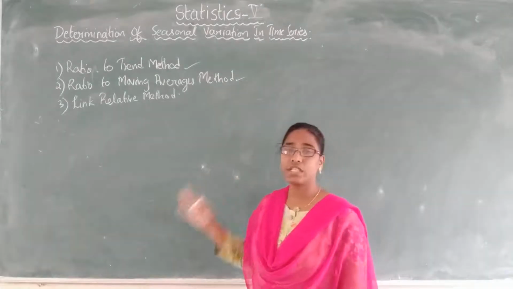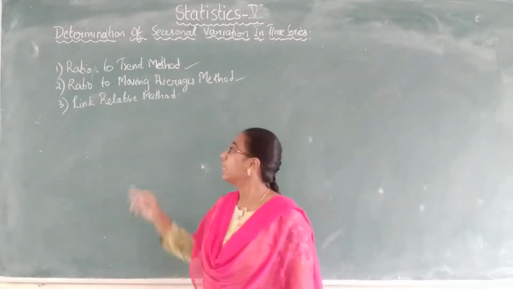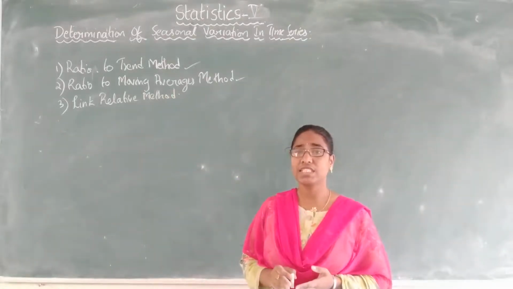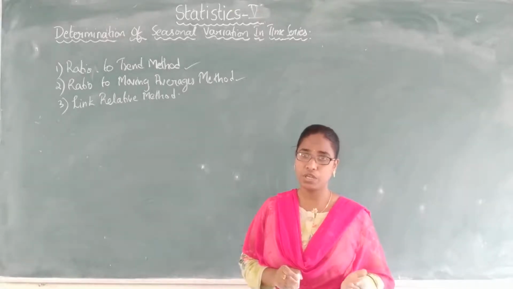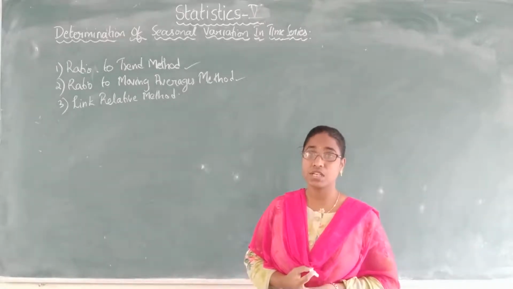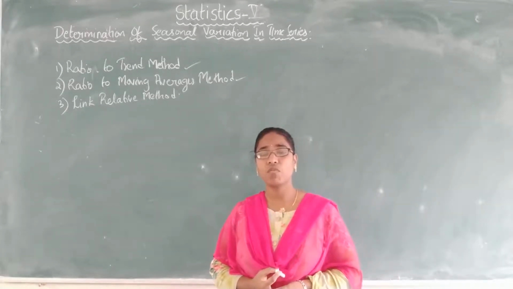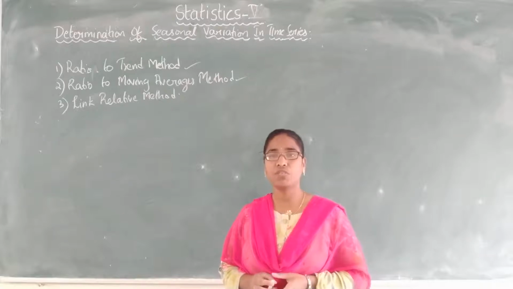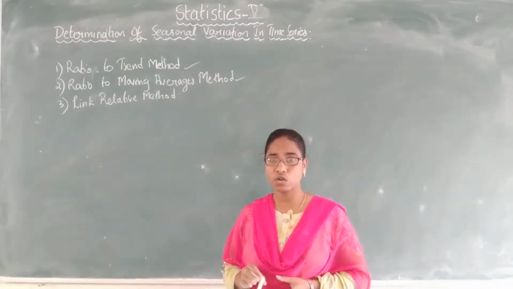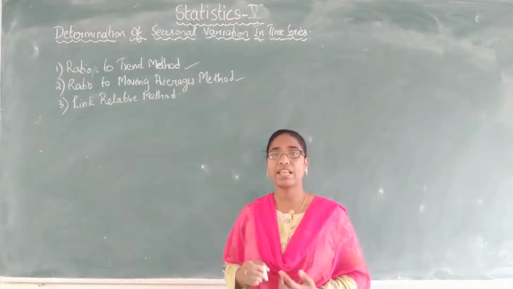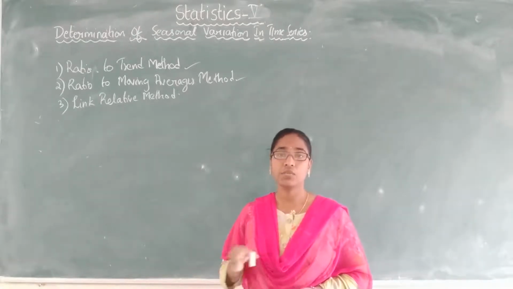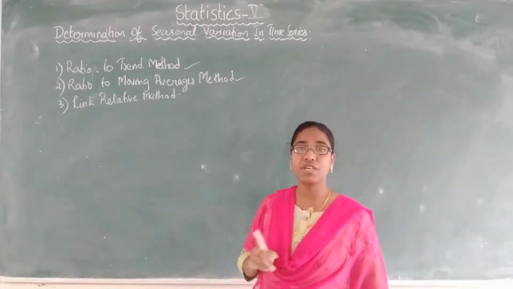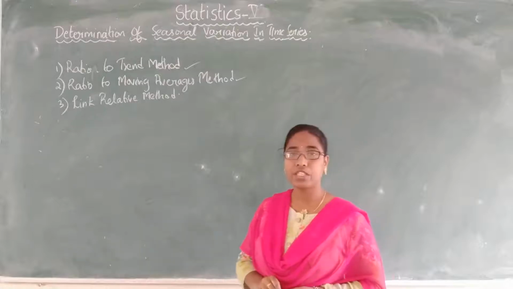Among these three methods, today I am going to start with the ratio to moving average method. As I said, it's an extension of the moving average method only. First we will find the moving averages. For finding the moving average, we take the data for a particular period of time and place the averages at the center of those time points, until we get synchronization between the time points and the moving average values. Since it is an easy method, first I will start the ratio to moving average method.